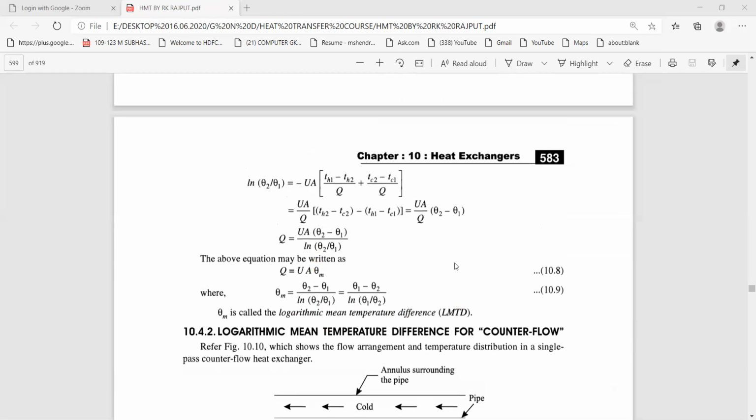Dear students, this is a very important derivation which will be frequently asked in your examination. So do practice it thoroughly.